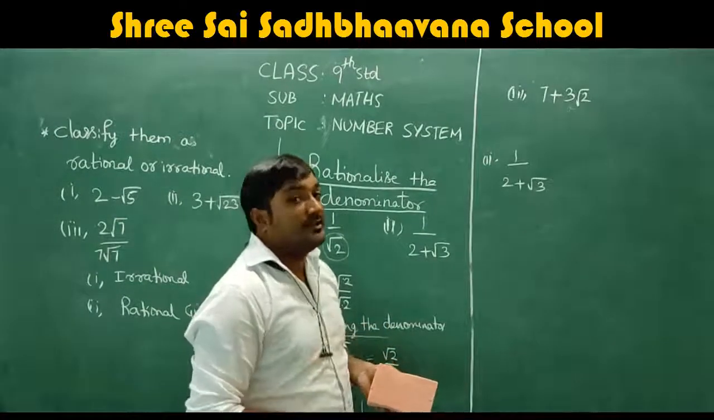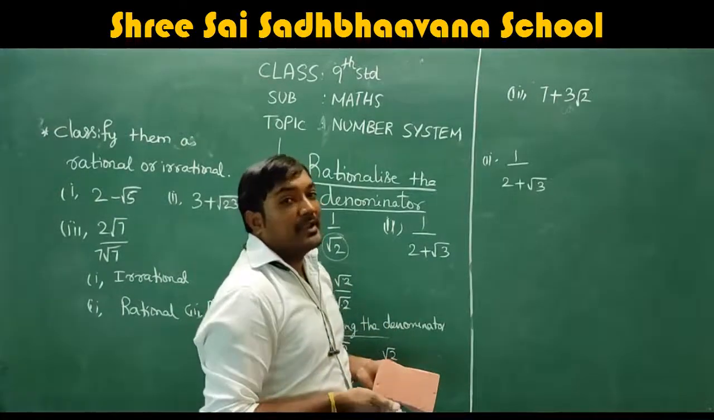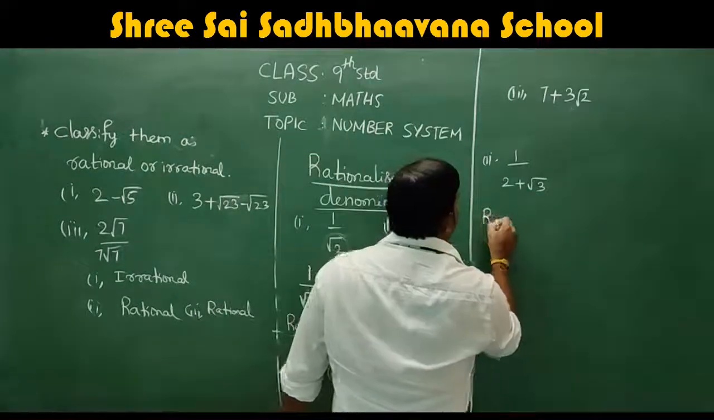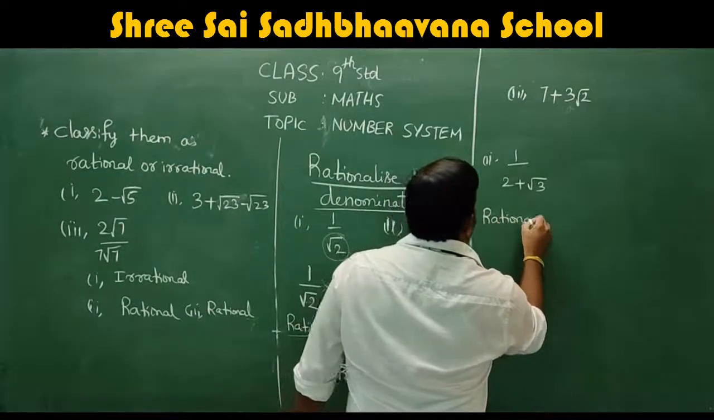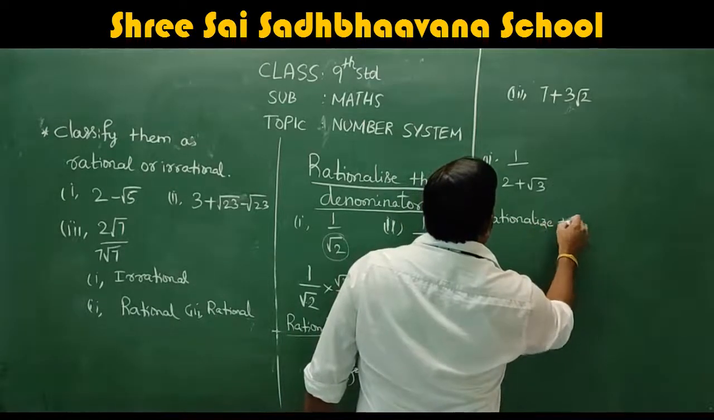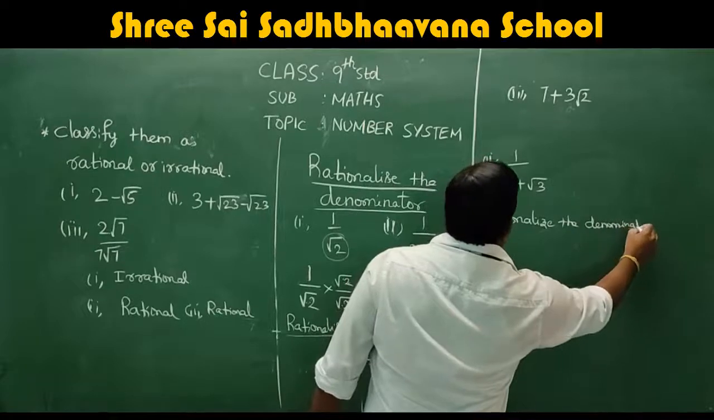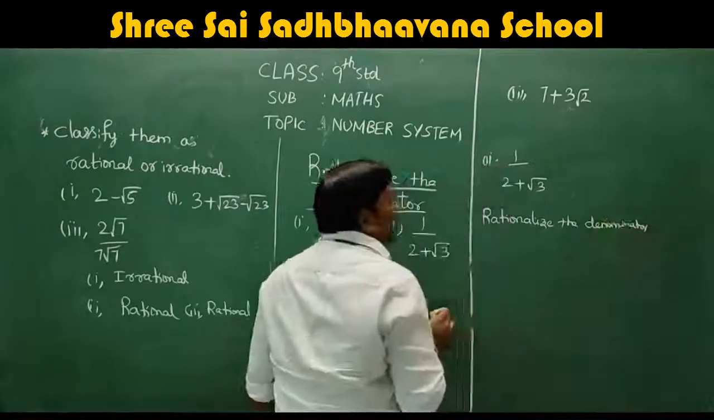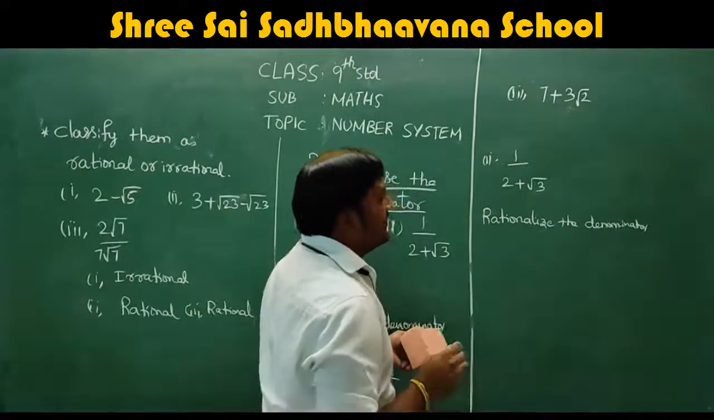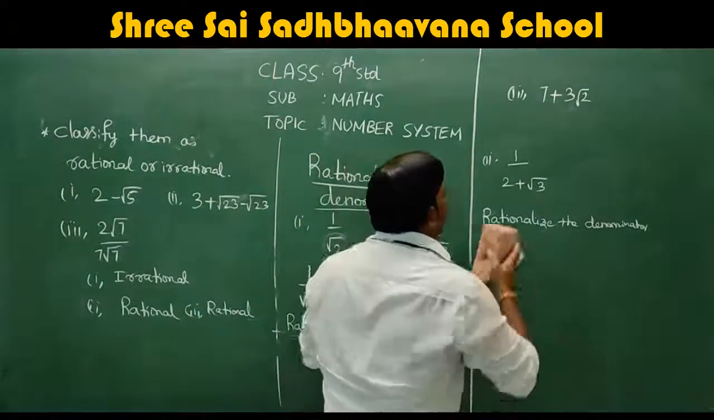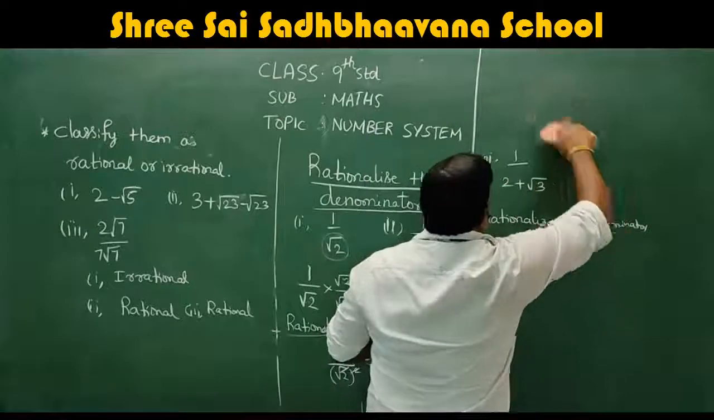So that should not be there in the denominator. We have to make it come as a numerator. Correct, so rationalize the denominator. So obviously, we have to rationalize the denominator. Here, you remember one thing: whenever you are rationalizing, you have to think.